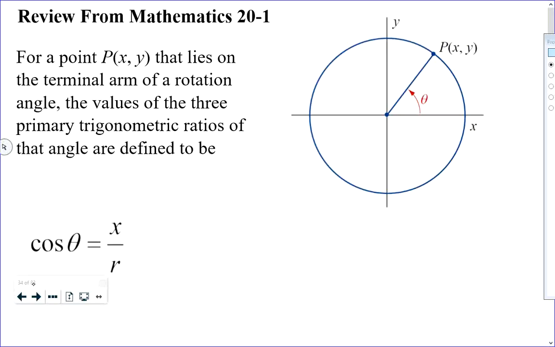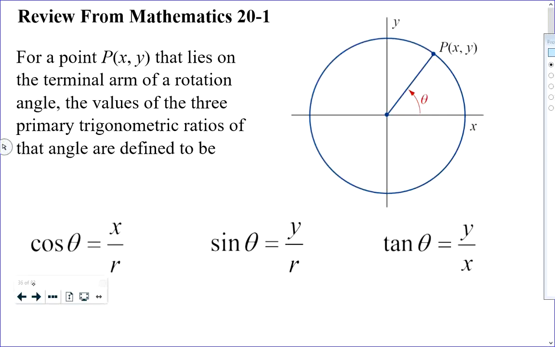How many of you remember from last year that cosine of theta is defined as x over r on the coordinate grid? Okay. By the way, if it's the unit circle, what is the value of r? 1. That's why on the unit circle, cosine of theta is x. Sine of theta is y over r, and tangent of theta is y over x.